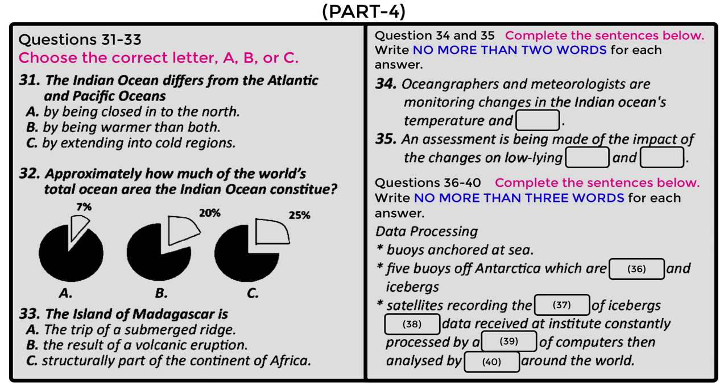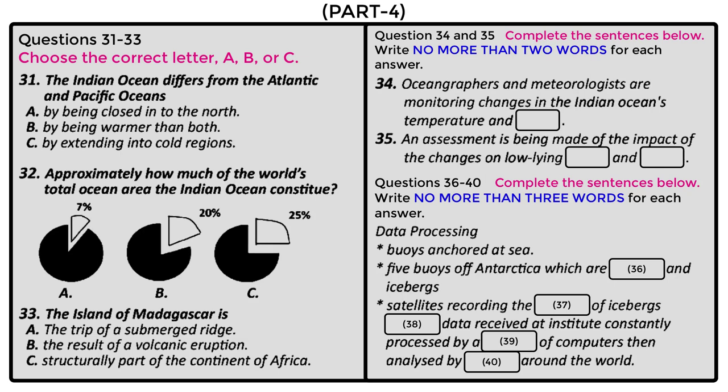Flowing into the Indian Ocean, we have some of the world's greatest rivers. The Zambezi here, the Ganges here, the Indus, the Brahmaputra, and the Tigris-Euphrates just here. The two largest islands in the Indian Ocean, Madagascar, here off the coast of Africa, and Sri Lanka, here off the southern tip of India, are structurally parts of the continents of Africa and Asia, while islands like the Seychelles are exposed tops of submerged ridges.